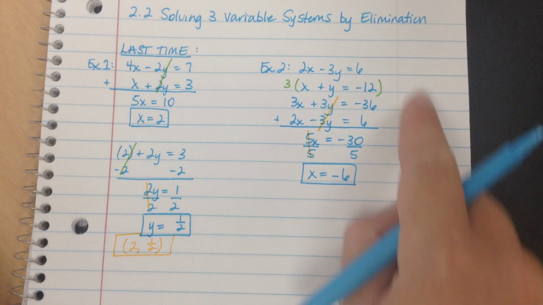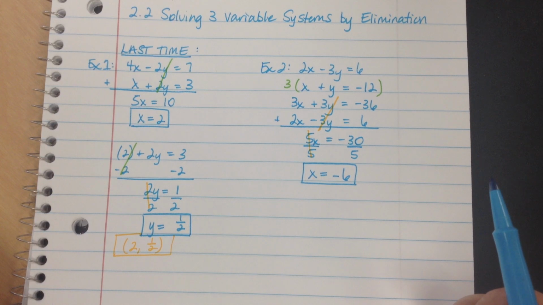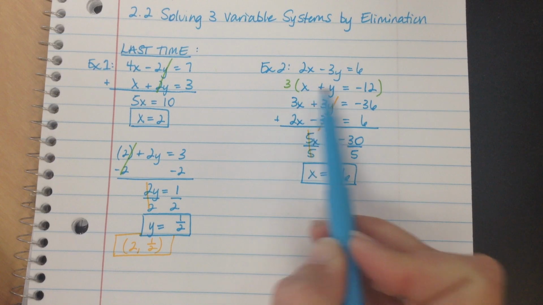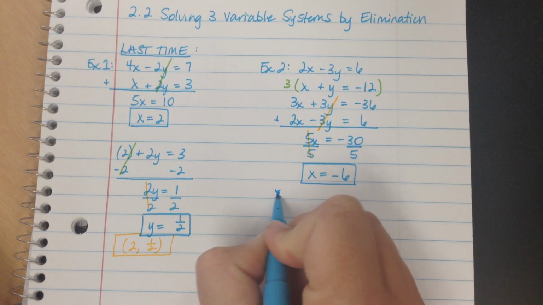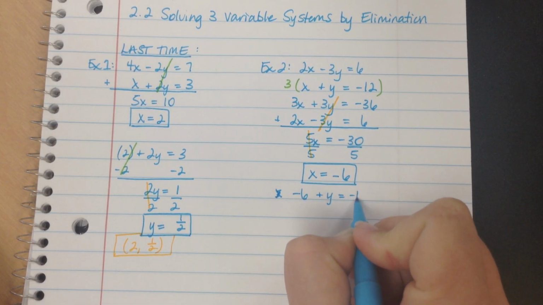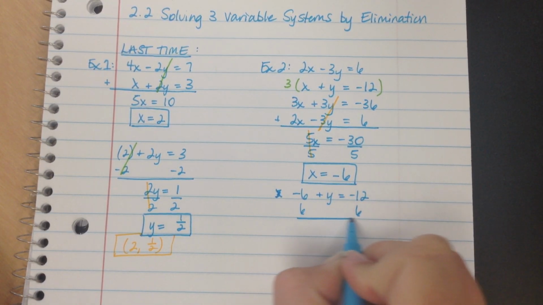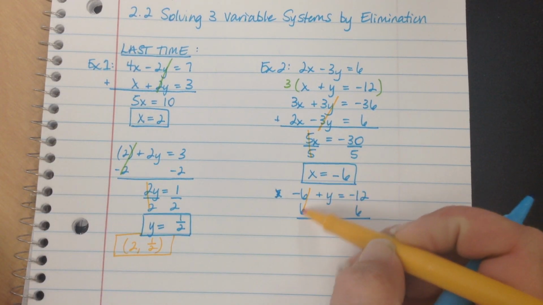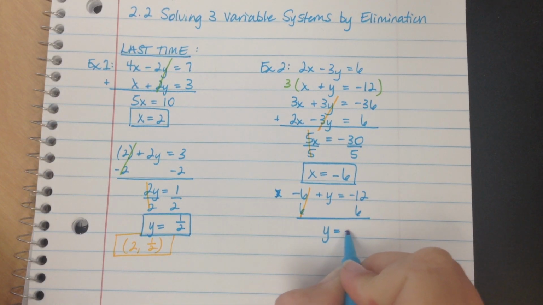Now that I know one of these, I can plug it back into either of the remaining equations to solve for the last variable. Again, it does not matter which equation you use. This looks like the easier one, so that's the one I'm going to go with. So we have x, oh, I'm just kidding, I know what x is. Negative 6 plus y equals negative 12. I'll add 6 to both sides. The 6's cancel. y equals negative 12 plus 6, which is negative 6.